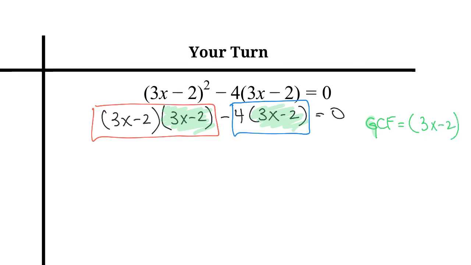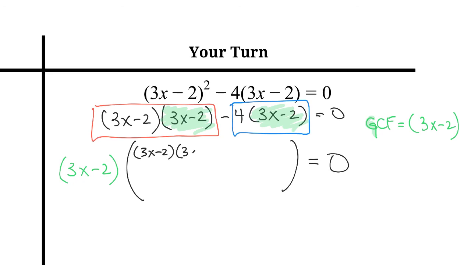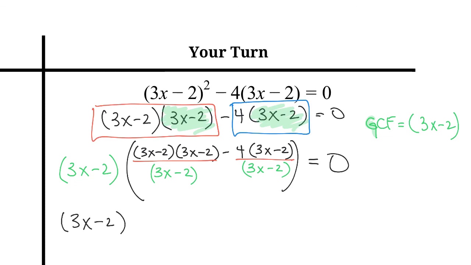So I'm going to start by placing that common factor of 3x minus 2 at the front of my equation. I'm going to open up a nice big bracket. We're still equal to 0. And we're going to recopy the original question. And each term, or each set of terms, is going to get divided out by our greatest common factor of 3x minus 2. Okay, so we recopy. And now we're going to divide.